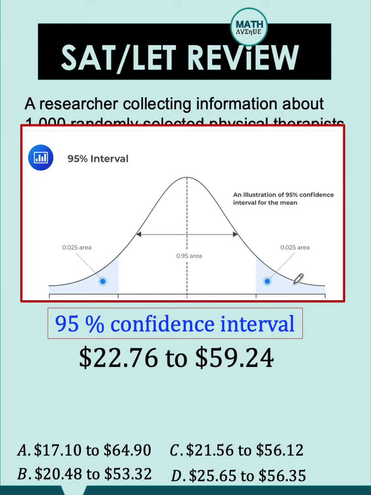We have randomly selected physical therapists represented by this bell-shaped curve. The 95% interval is this white interval with an area of 95%. And the lower limit of that interval is this 22.76, and this upper limit here is this 59.24. That is for 95% confidence interval.